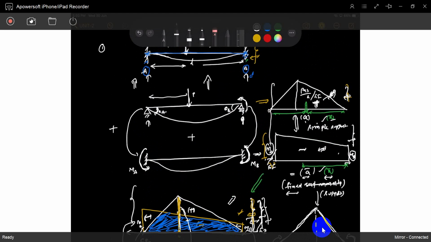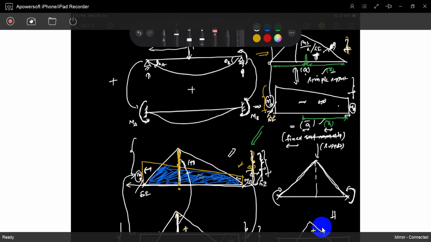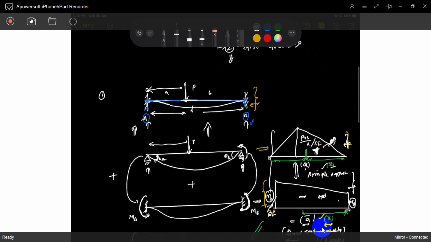So based on those two equations, we will get MA and MB. Those two, MA and MB, are the two unknowns. If you find out MA and MB, you can easily find out the reactions. So those two extra equations we got, from those we can easily solve any problem.